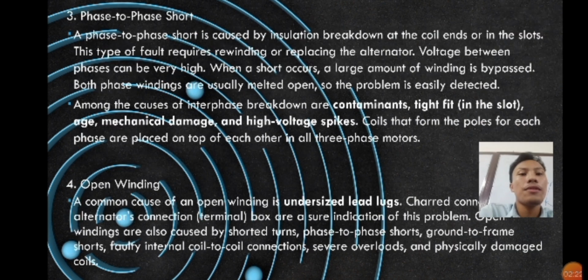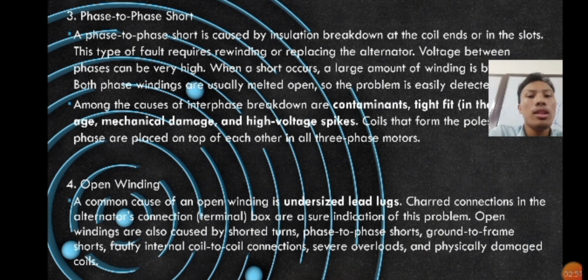Third, face-to-face short. A face-to-face short is caused by insulation breakdown at the coil ends or in the slots. This type of fault requires rewinding or replacing the alternator. Voltage between phases can be very high. When a short occurs, a large amount of winding is bypassed. Both phase windings are usually melted open, so the problem is easily detected. Among the causes of insulation breakdown are contaminants, tight fit, age, mechanical damage, and high voltage spikes. Coils that form the poles for each phase are placed on top of each other in all three phase motors.